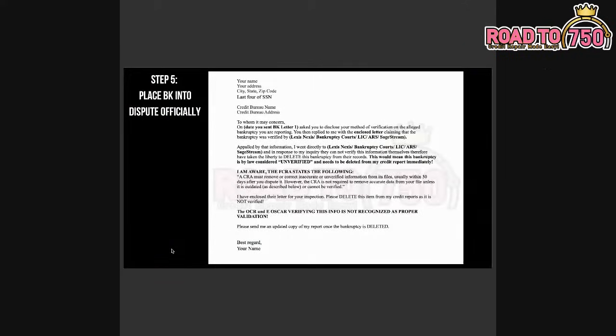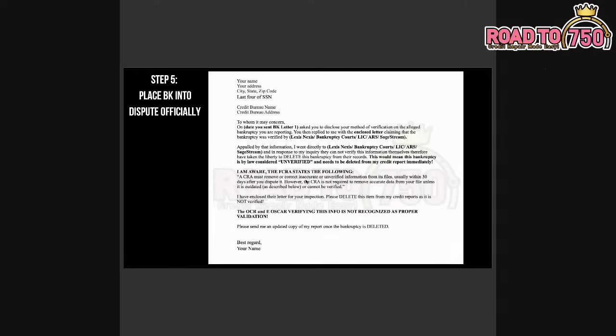But so on the date that you sent the first bankruptcy letter to the credit bureaus, where you were just asking their method of verification, I asked you to disclose your method of verification on this alleged bankruptcy you are reporting. You then replied to me with the enclosed letter claiming that the bankruptcy was verified by, and let's say when you got your response back from this letter, the credit bureau sent you a letter stating that they verified your bankruptcy through LexisNexis, or if they say the bankruptcy court, whichever doesn't apply, you erase. So if they verified your bankruptcy through LexisNexis, you would erase bankruptcy court, ARS, all of those. Right?